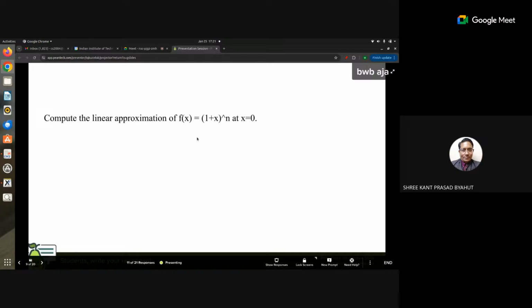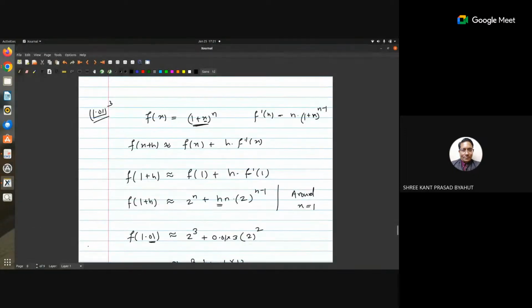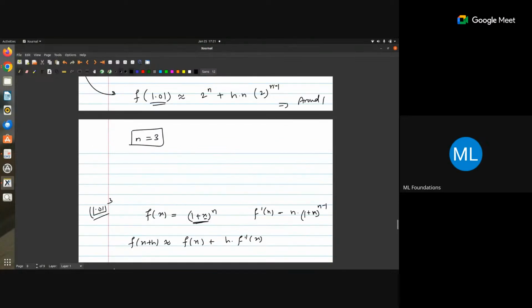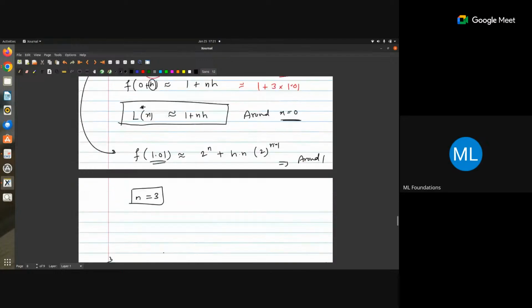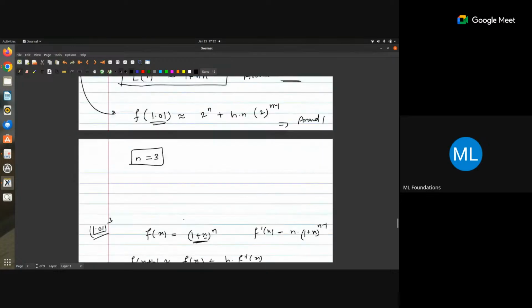No, correct. It will be 2. But how can we accept it? The approximation of 1.01 to the cube, it will not give you the correct values, right? But I think the question was, sir, 1.01 whole cube, na? Correct. Yeah, sorry, I understand the point.